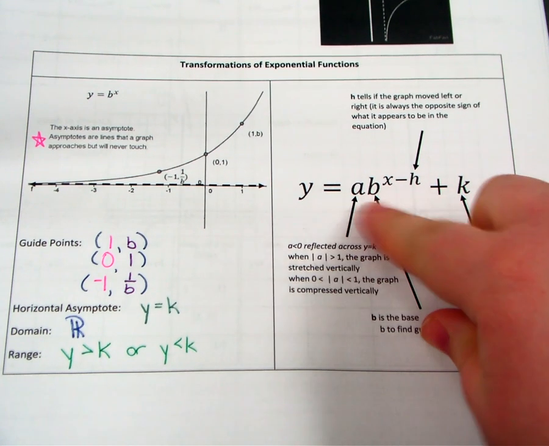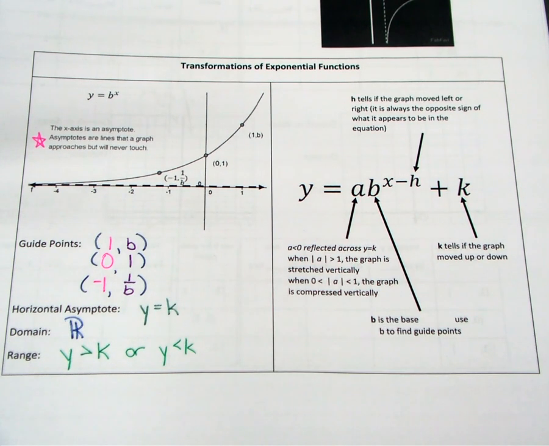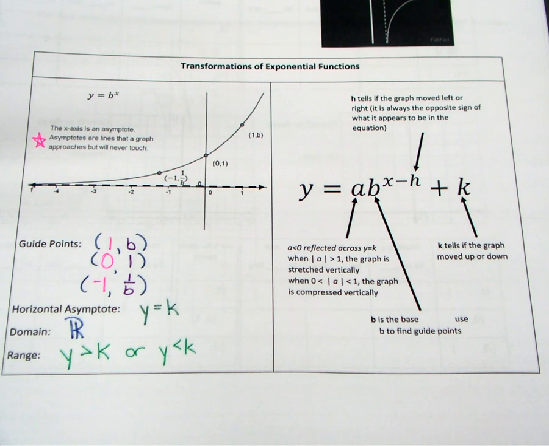And let's talk about the parts now of this equation. So the A tells you the reflection. When it's positive, it's on top of y equals k. And when it's negative, it's been reflected over it. It also tells you how it's been stretched or compressed vertically. H is always found in the exponent. It tells you if it was moved left or right. Remember, it's always the opposite sign of what it appears to be. And then K tells you if the graph has been moved up or down. B is the B that's referred to in the guide points. And the B value is the base of the exponent.